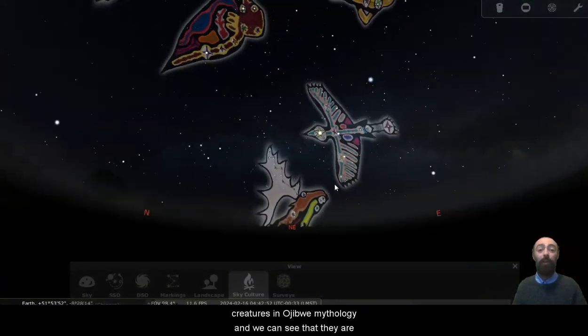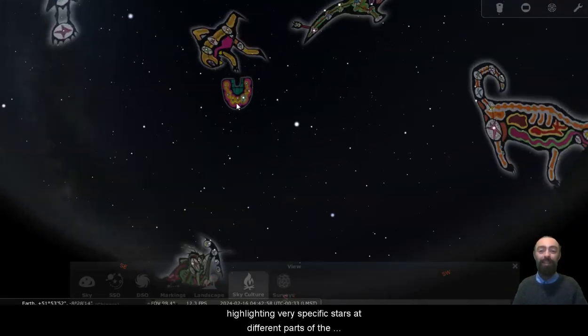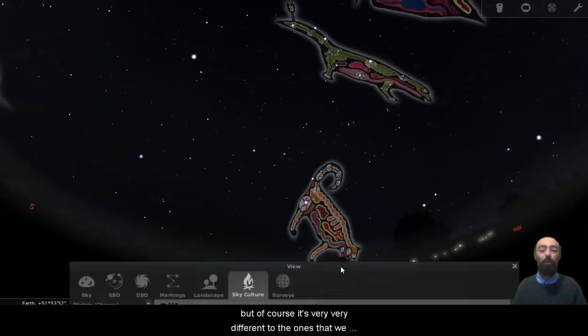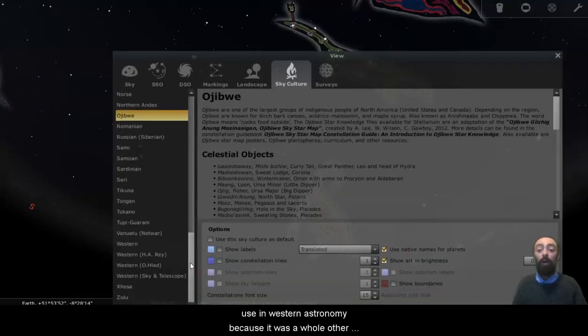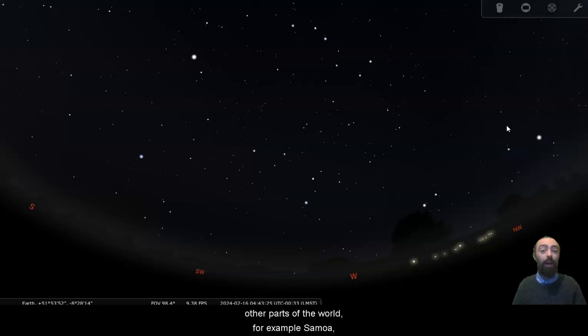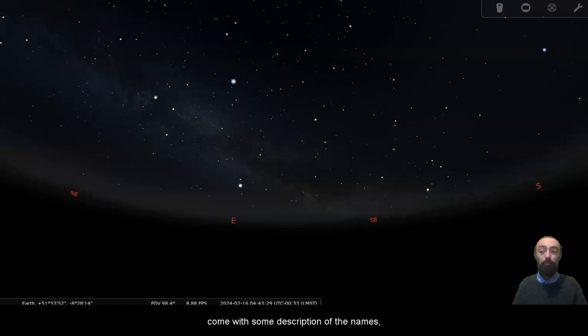And we can see that they are still constellations, highlighting very specific stars at different parts of the picture, basing these shapes off the collections of stars that they see. But of course, it's very different to the ones that we use in Western astronomy, because it was a whole other culture that came up with them on their own. And these Ojibwe constellations, people came up with them before any contact with the Europeans and their Greek and Roman constellations. And the same is true for constellations coming from other parts of the world. For example, Samoa, it doesn't look like they are showing pictures, but it does come with some description of the names, so that's something at least.